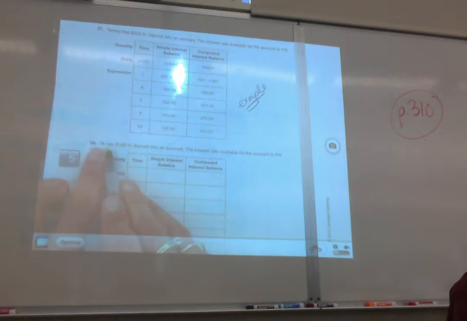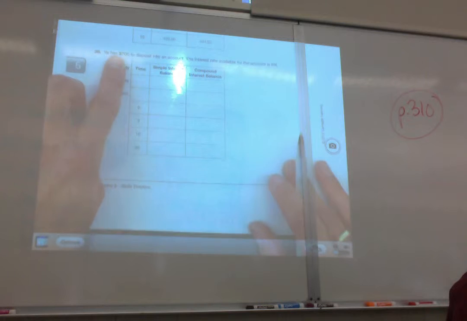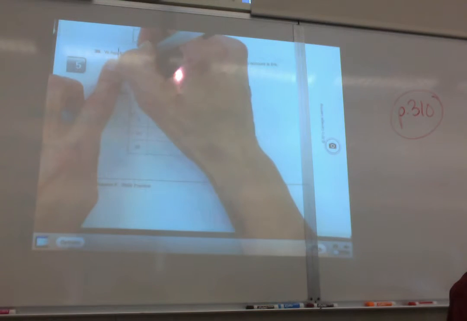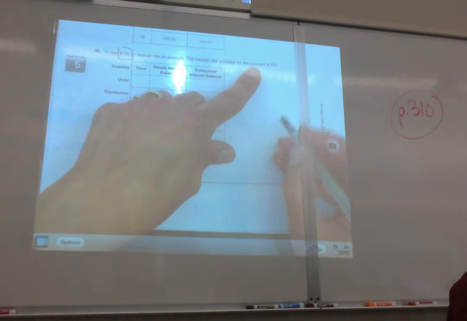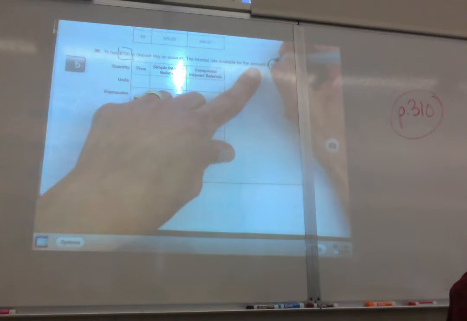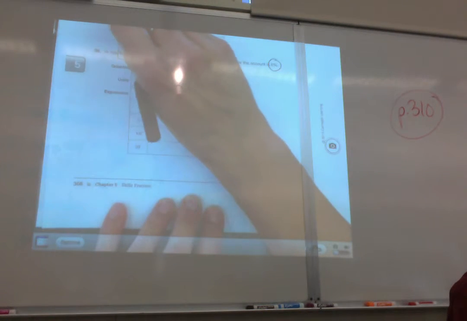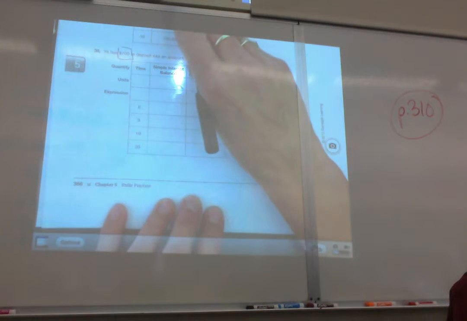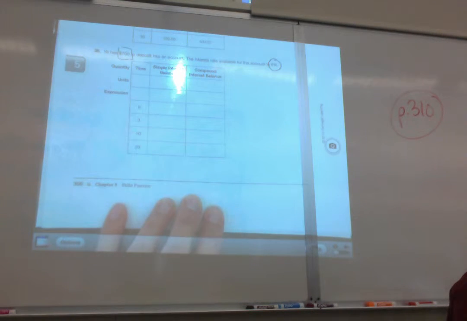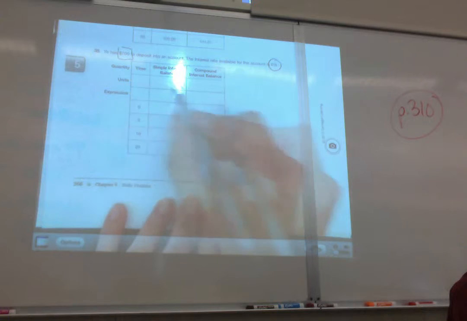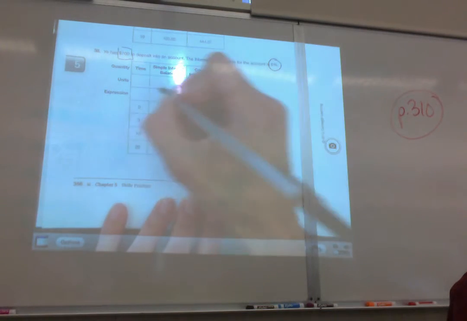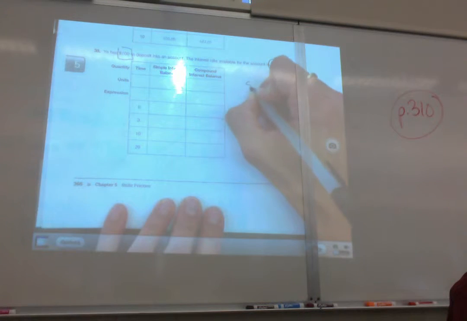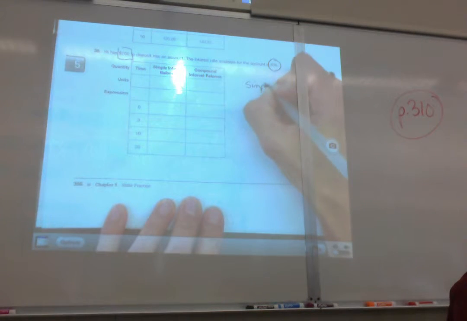38. Yi has $700 to deposit in an account. That's a starting amount. The interest rate available for the account is 6%. Okay? Use simple and compound interest formula to complete the table. So we're going to say simple interest account. Maybe I should do it over here before I put it into the table.